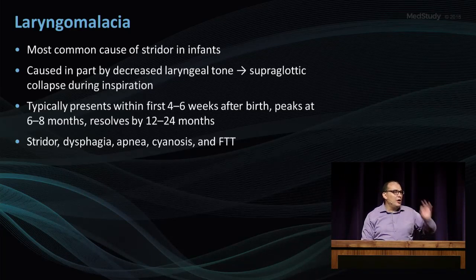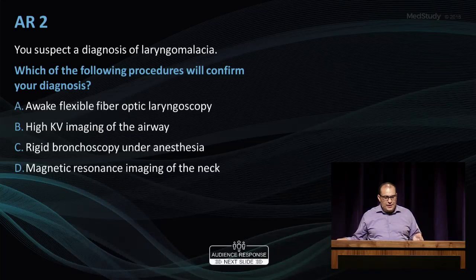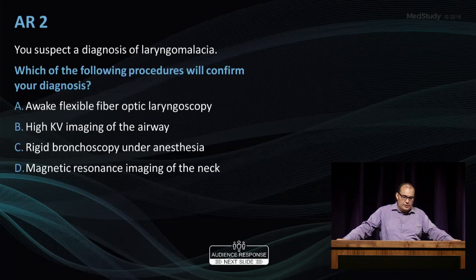Now, we talked about this. If you get asked, the most common cause of stridor in infants is congenital, and the most common congenital cause is laryngomalacia. Typically it could be 4 to 6, 12 to 14. I'll come to the dysphagia, apnea, cyanosis, and failure to thrive later on, because I can explain them. So you suspect a diagnosis of laryngomalacia. Which of the following procedures will confirm your diagnosis? Awake flexible fiberoptic laryngoscopy, high KV imaging of the airway, rigid bronchoscopy under anesthesia, MRI imaging of the neck.